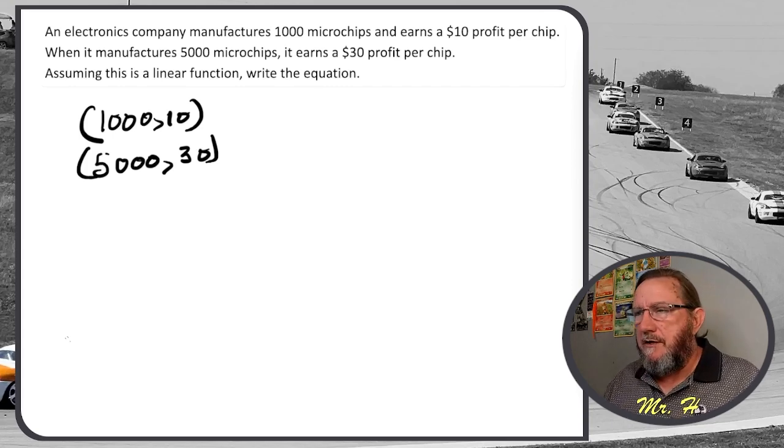It doesn't tell us anything about slope. It doesn't mention anything about an initial cost. So we don't know a slope. We don't know a y-intercept. So what are we going to do? Can't use slope-intercept form? We've got the point-slope form. So let's bring it back up just to make sure we remember what that looks like.